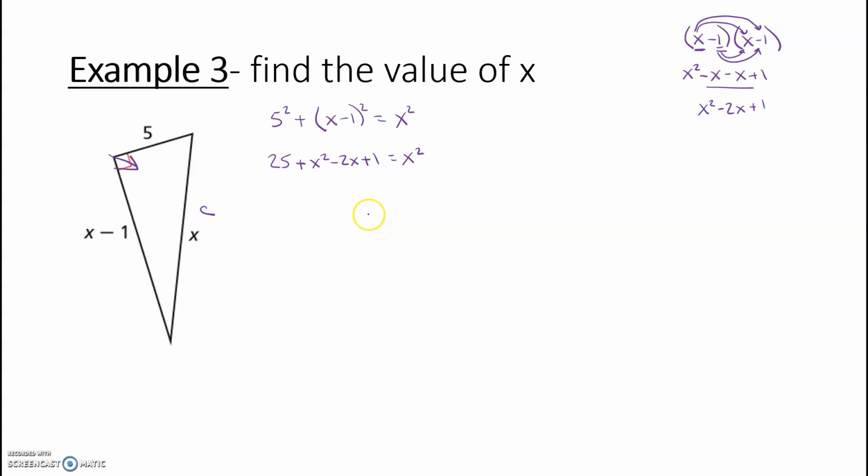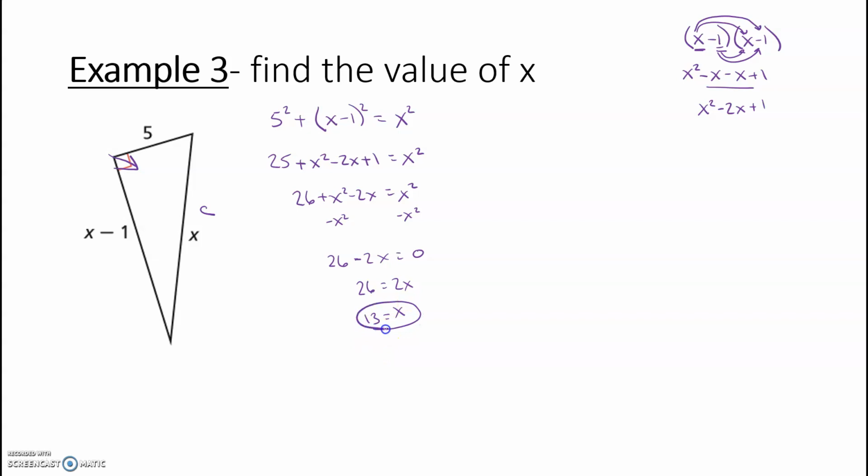And this one obviously looks a lot different here. I'm going to combine like terms, 26 plus x squared minus 2x equals x squared. Let's subtract x squared from both sides, and some nice stuff happens here. So we have 26 minus 2x equals 0 now. We'll add 2x to both sides and divide both sides by 2.